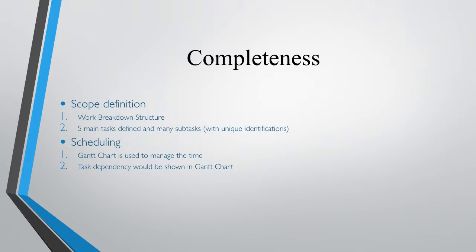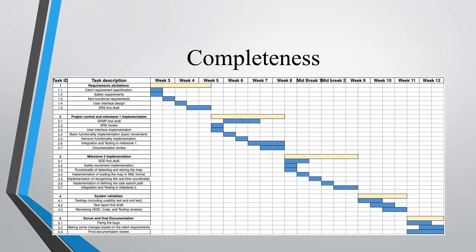The first key section is completeness, which is the main part of the project management plan. The first issue is scope definition. We use a work breakdown structure to define the scope, and there are 5 main tasks defined and many sub-tasks with unique identifications. In terms of time management, we use a Gantt chart to manage the time, and the task dependency would be shown in the Gantt chart. Okay, here's a Gantt chart we use in SPMP, and you can use several seconds to go through that.